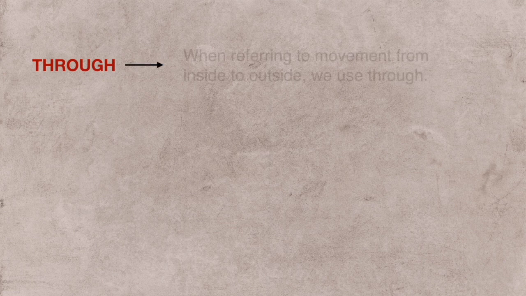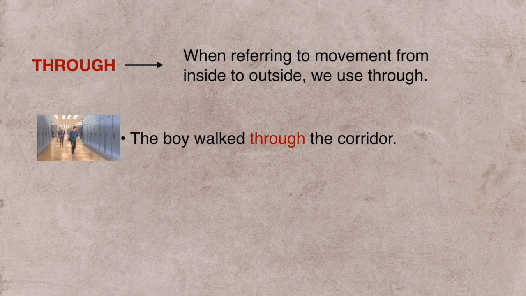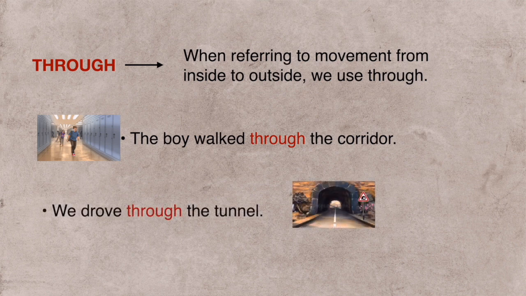Another preposition of movement is through, and we use it to talk about a movement from inside to outside. So here we have some examples. The boy walked through the corridor. We drove through the tunnel.